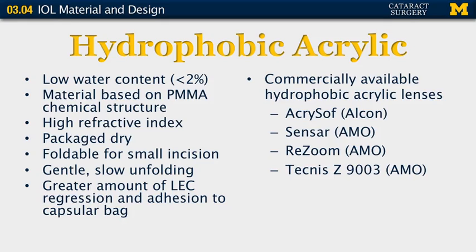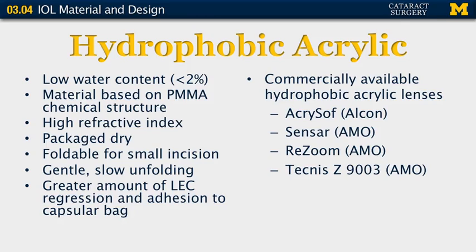The hydrophobic acrylic lens has a lower water content. So this lens is packaged dry. It has a structure chemically based upon the polymethyl methacrylate of the original intraocular lens implants. It has a relatively high refractive index, and again, it is foldable for small incision use. This lens has a very nice, gentle, slow unfolding that eases the use in the operating room.